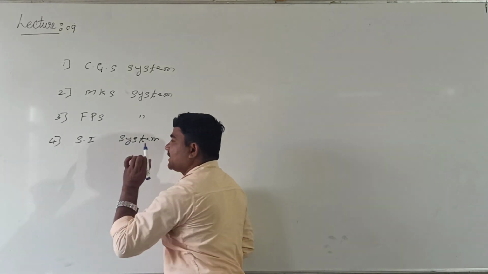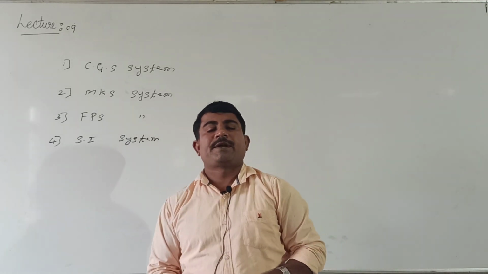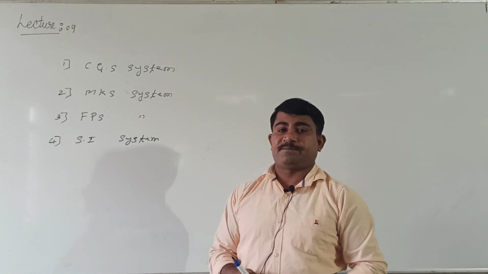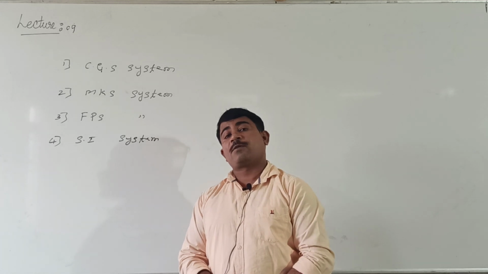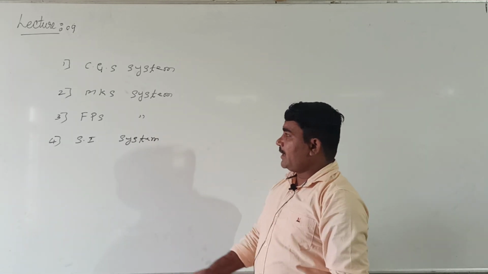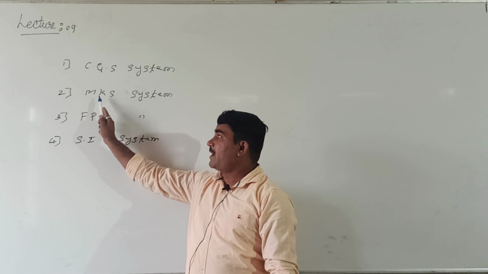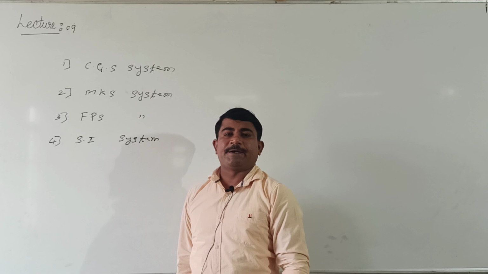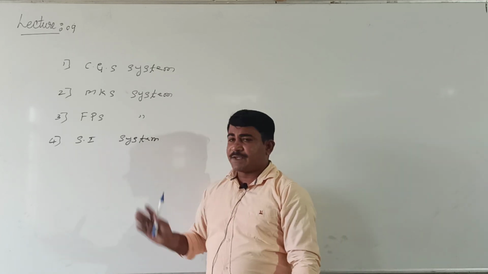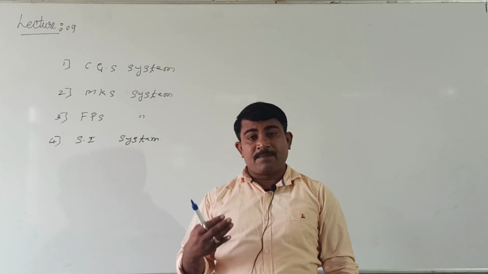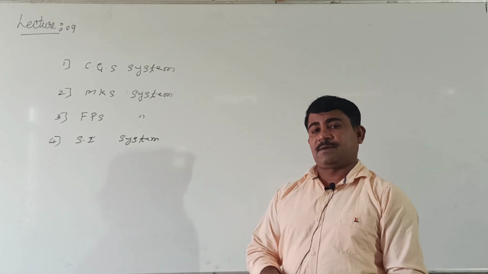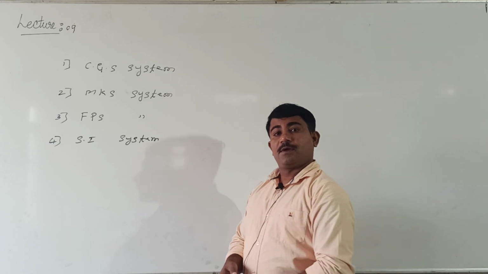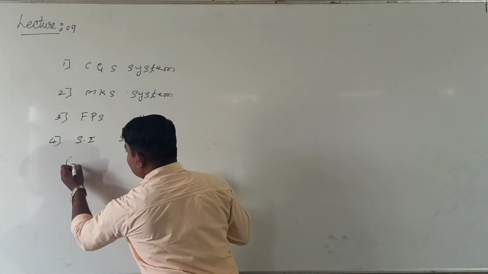Finally, SI system. Right? SI system is a modified form of MKS system. Actually in MKS system what happens? Length is measured in meter, mass is measured in kilogram, time is measured in second. Then I am saying that SI system is a modified form of MKS system. SI system is the International System of Units. How to write this? International System of Units.